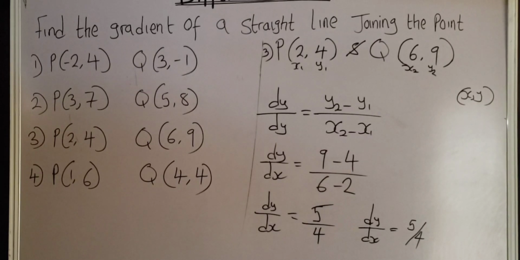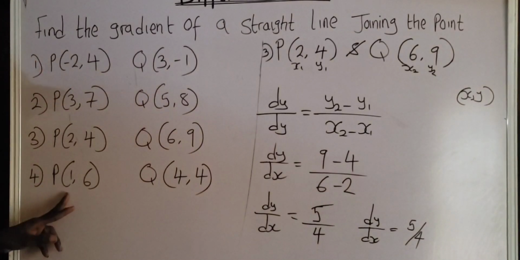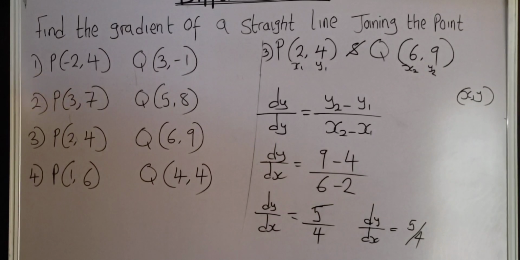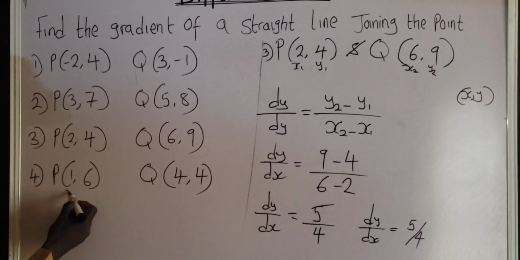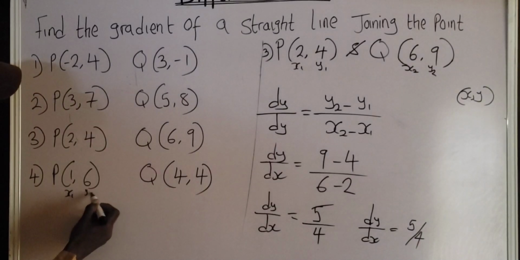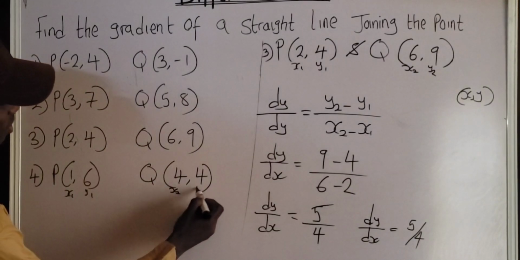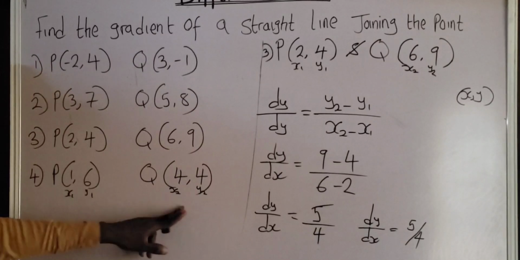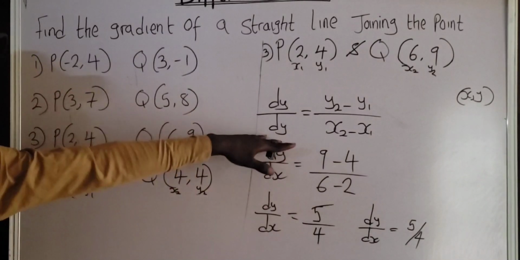You can attempt this based on what we have learned in the class. You can attempt this number 4. The first step is that you are going to identify your x1 and y1 and x2 and y2. You understand? So this will be x1, this will be y1, and this will be x2, and this will be y2. Now, after identifying them, you can proceed to use the gradient formula.